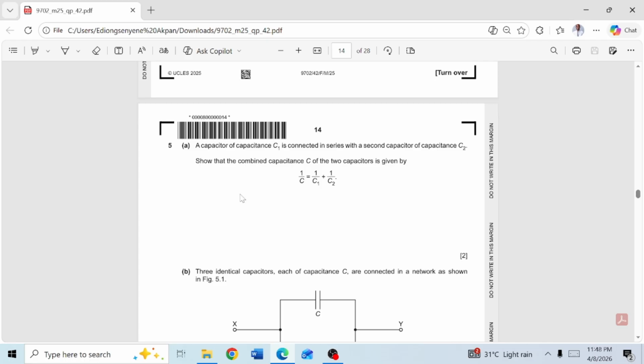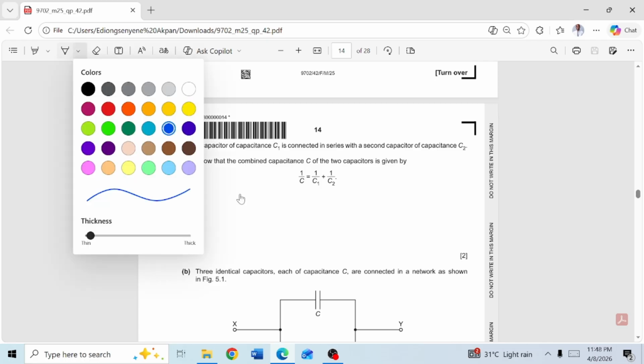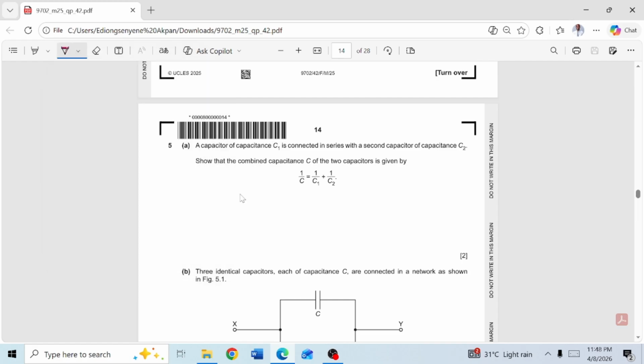When they ask you to show, it means that you have to put everything possible to get to what is expected. What is a capacitor? It's a device used to separate charge, store electric potential energy, or in timing circuits. Now, charge is equal to CV. If we want to make capacitance the subject of the formula, we have C equals Q over V.